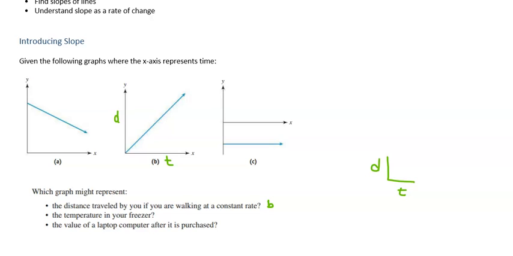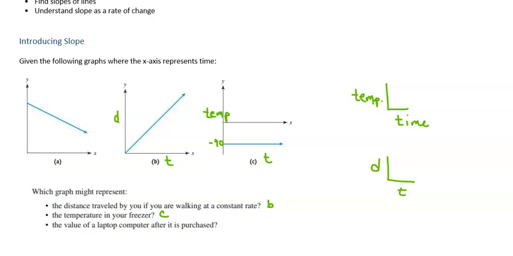Which one represents the temperature in your freezer over time? So in that case, you would have time here and temperature here. I wrote it out because they're both T's. You don't want the temperature in your freezer to change at all. So hopefully we're talking about this one here. So this is temp and this is time down here. And of course the temperature is below zero. So it's like negative 40 or something like that. Okay, so that one would be C.